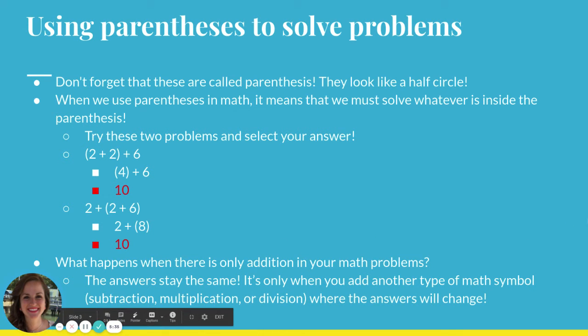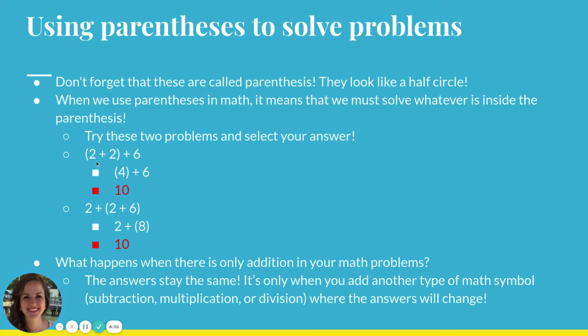For this one, it says, don't forget that these are called parentheses. They look like little half circles, okay? So your parentheses are right here. It's this little punctuation mark right here and a little punctuation mark right here. When we use parentheses in math, it means that we must solve whatever is inside the parentheses first. No matter what's inside your parentheses, that's the first thing you solve. So try these two problems and select your answer.